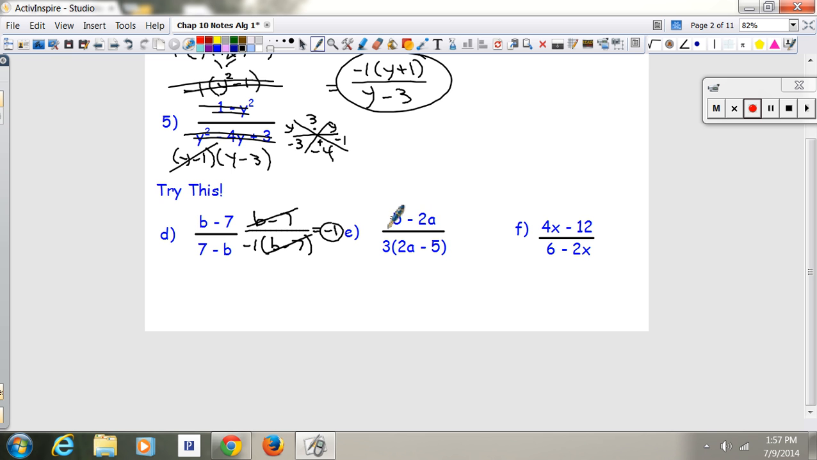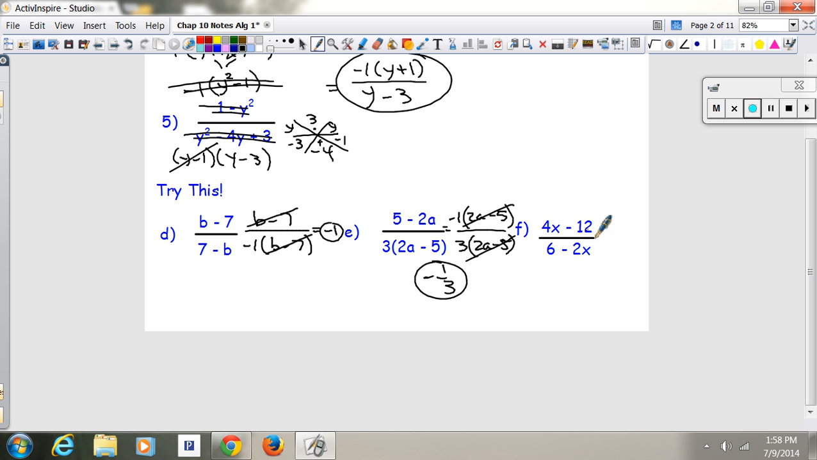5 minus 2a doesn't look too good. I think we should change the sign. So take out a negative 1, and you'll get a positive 2a, and you'll get a negative 5. And on the bottom, you've got 3, and you've got 2a minus 5. So now you can cross those out. So your answer is negative 1/3.